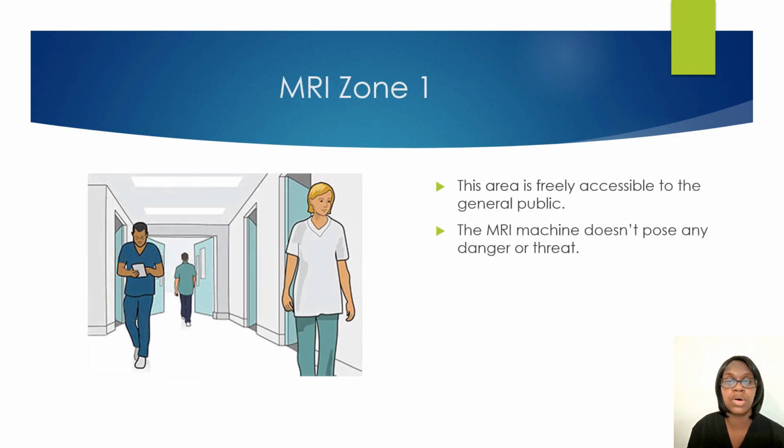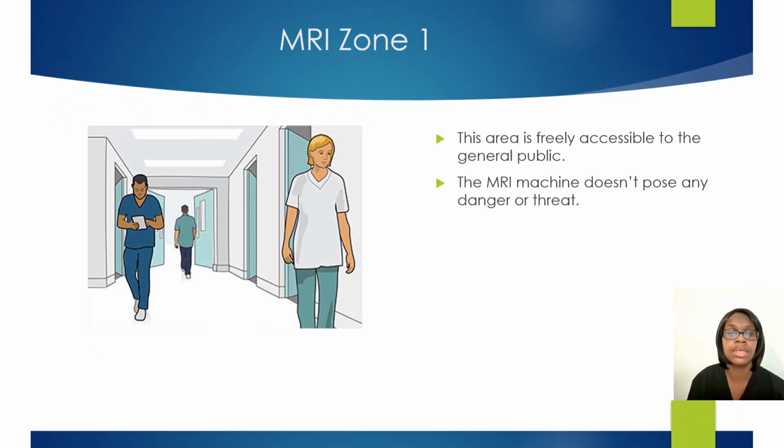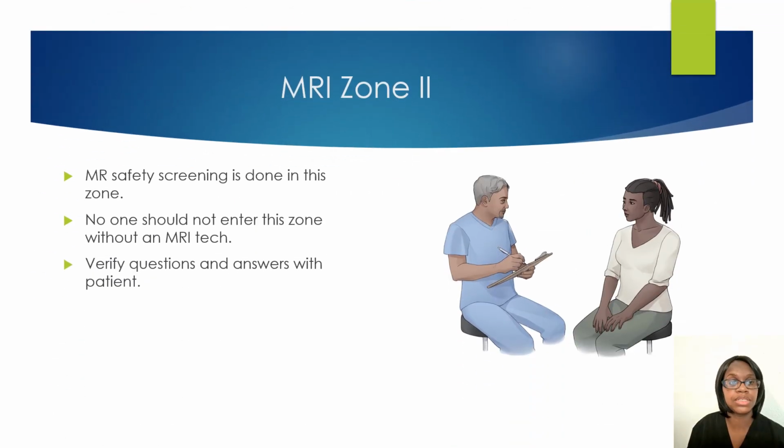For MRI Zone 1, this is the area that patients or the general public can walk through freely. The MRI machine doesn't pose any danger or threat to anyone who is walking in Zone 1. In MRI Zone 2, you have the MRI safety screening being done. No one should enter this zone without an MRI tech. Verify questions and answers with the patient.